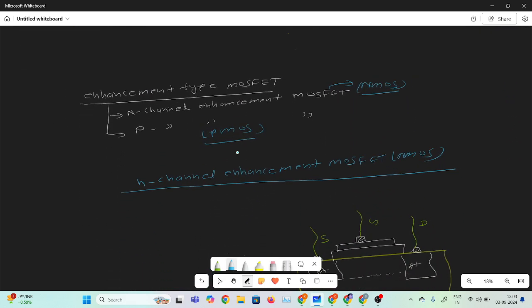Here there is an NMOS and a PMOS. The enhancement type MOSFET is of two types: n channel and p channel. N channel means NMOS, and p channel enhancement type MOSFET means PMOS. Here I will discuss in great detail the construction of the n channel enhancement type MOSFET. It is also called the NMOS.